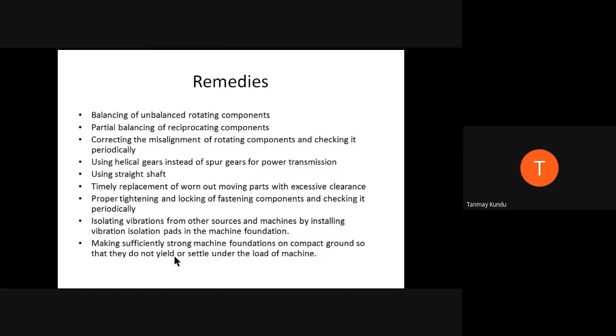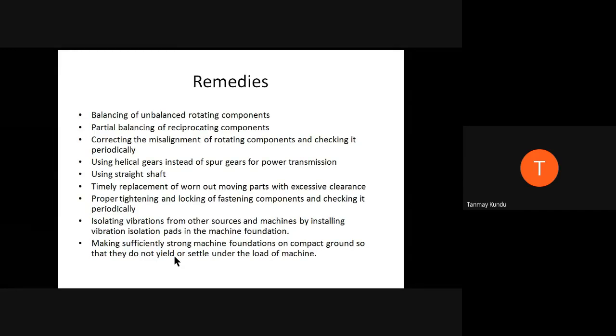Next is the proper tightening and locking of the fastening components and checking it periodically. As I have told, if any fastening component like a rivet is loose at any point, obviously there will be generation of vibration. So you are always advised to tighten and lock those fastening components properly so that the generation of vibration can be eliminated.